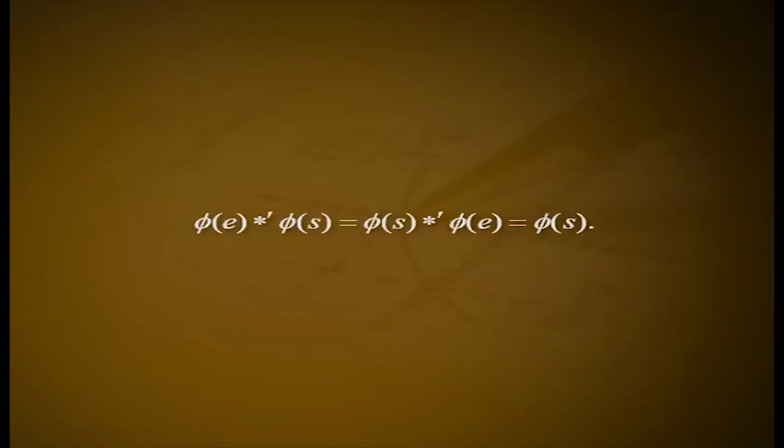Using the homomorphism property of the isomorphism phi, the above becomes phi of E star dash phi of s is equal to phi of s star dash phi of E, which is equal to phi of s. As phi of s is equal to s dash, the above gives phi of E star dash s dash is equal to s dash star dash phi of E is equal to s dash. Since s dash belonging to S dash is arbitrary, the above gives phi of E star dash s dash is equal to s dash star dash phi of E is equal to s dash for every s dash in S dash, as desired.